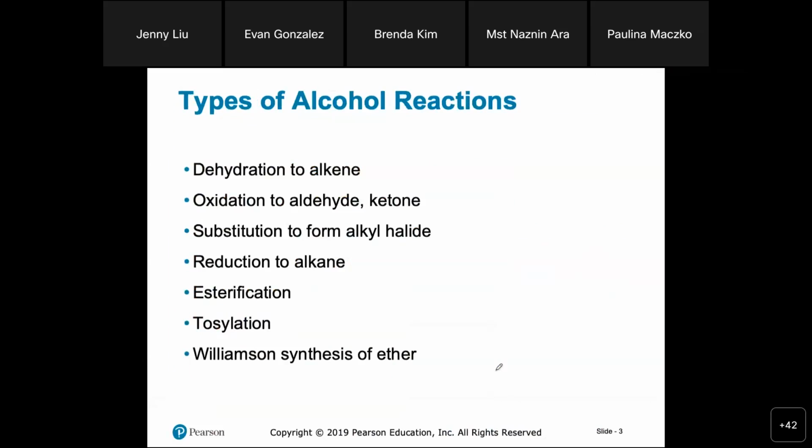In this chapter, if we focus on what type of reaction is done by alcohol, we can see here dehydration to alkene, oxidation to aldehyde and ketone, substitution to form alkyl halide, reduction to alkane, esterification, tosylation, and Williamson synthesis of ether. Today, according to our syllabus, we are going to focus on 11.1 to 11.4 and 11.7 if we have time to complete that.